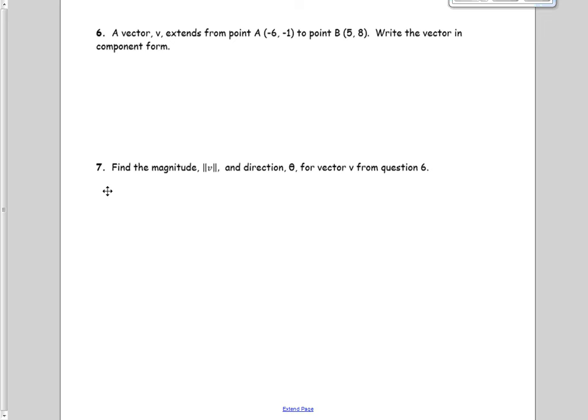For this one, I'm going to start by graphing. So I've got negative 6, negative 1, and then I also have 5, and 8. So there are my 2 points.